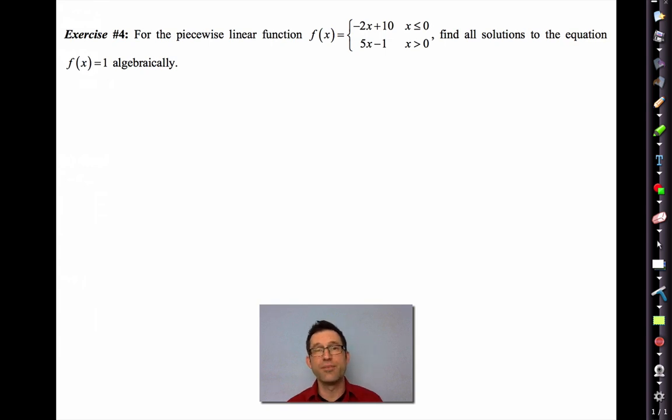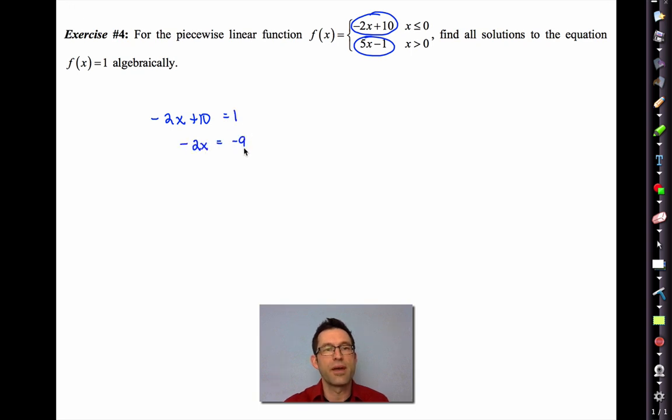Okay, well, let's do it. I have to set both of these formulas equal to 1 and see what happens. -2x plus 10, let's set that equal to 1. That's going to get me -2x is equal to -9. And then when I divide by -2 on both sides, I'm going to get x equals 4.5. Now this formula only applies, though, when x is less than or equal to 0. 4.5 is not less than or equal to 0, so that one's not correct.